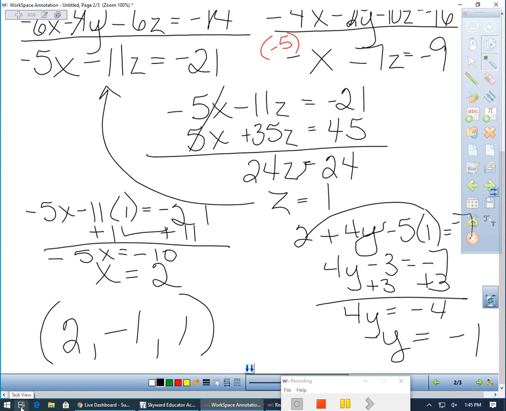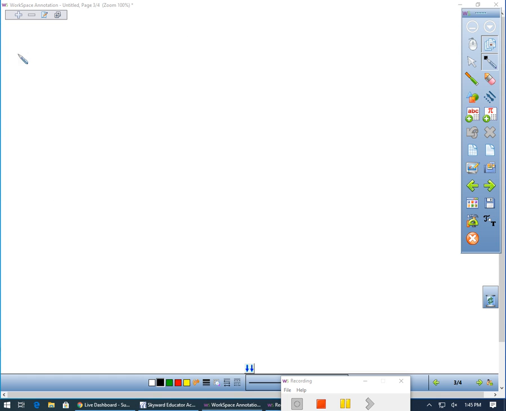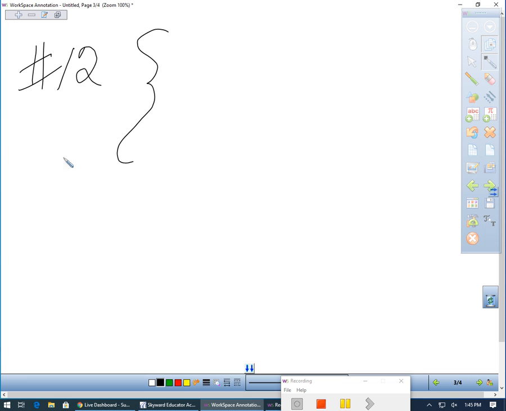Okay. So I want to talk about one of the problems you have for homework, because it's a little bit different. So I'm going to throw it up here really quickly. I want to talk about number 12. Number 12 looks like this in your homework. I'm going to get it started for you. You're going to finish it.